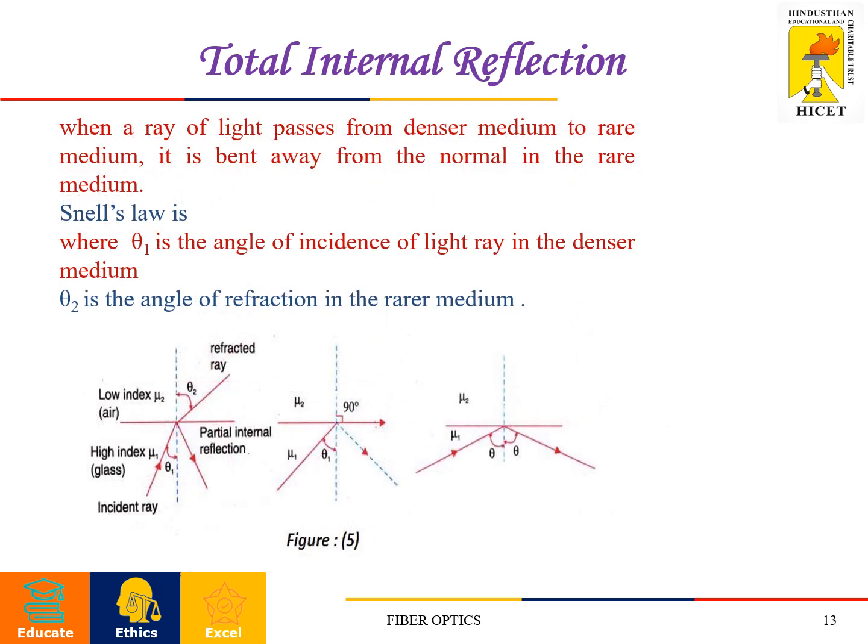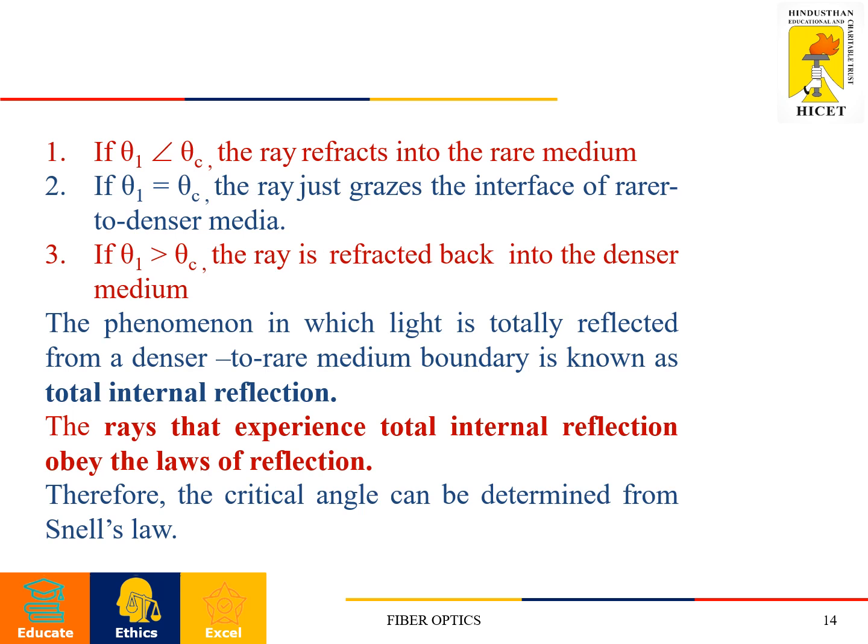When a ray of light passes from a denser to a rarer medium, it is bent away from the normal in the rarer medium. In Snell's law, theta 1 is the angle of incidence in the denser medium and theta 2 is the angle of refraction in the other medium. When theta 1 is less than theta C, the ray refracts into the rarer medium. When theta 1 equals theta C, the light just grazes the interface of the denser and rarer media. And if theta 1 is greater than theta C, the ray is reflected back into the denser medium itself.